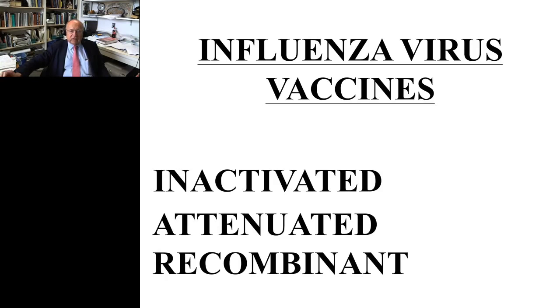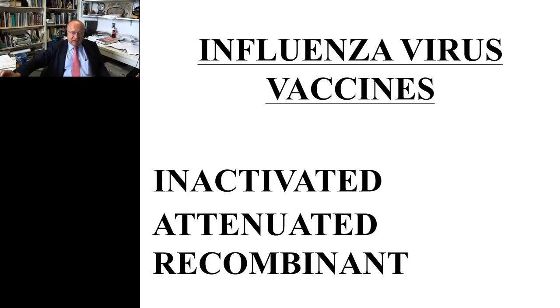There is also an FDA-approved attenuated influenza virus vaccine, which is given through the nose, intranasally, and that is a live virus, but it is highly attenuated, meaning very, very weak. It barely replicates, but it can induce a very good immune response in the nose and in the upper respiratory tract, which is important because that's the location where the influenza virus is replicating.